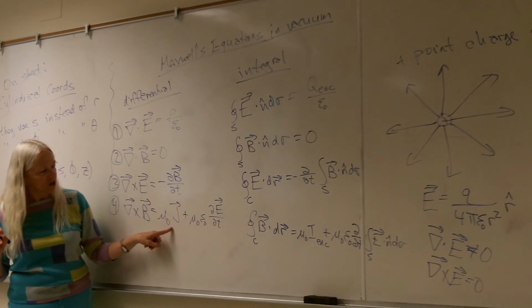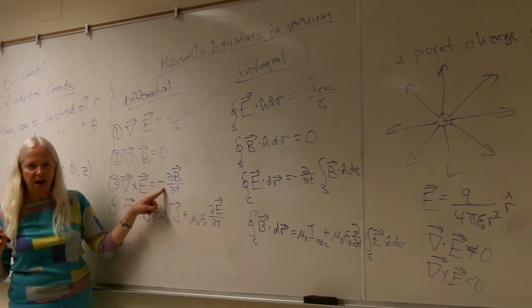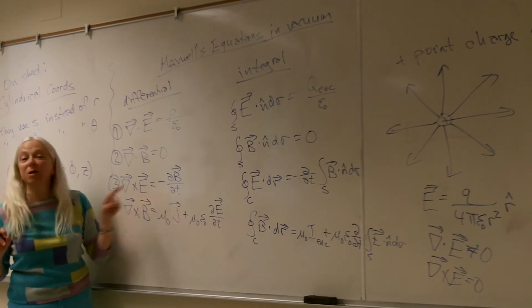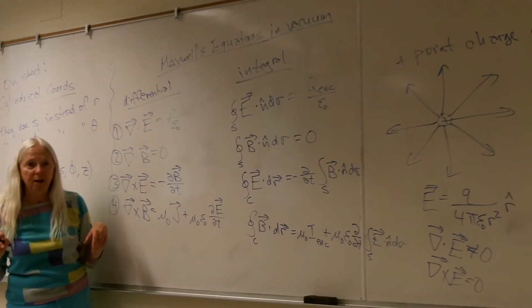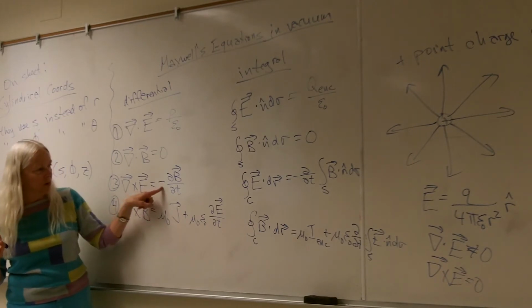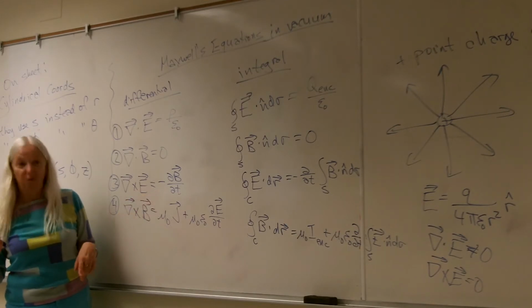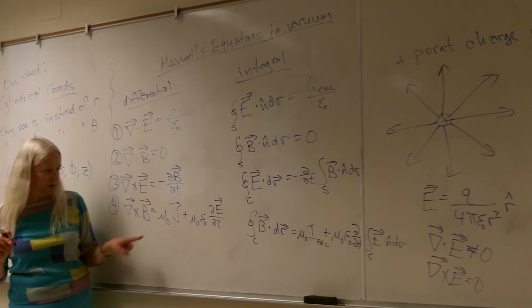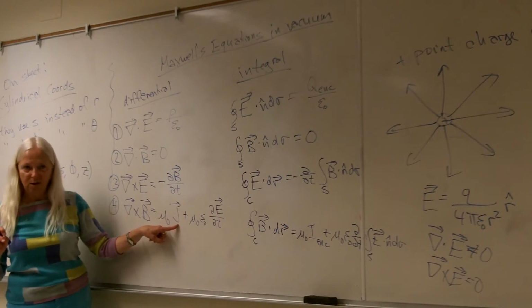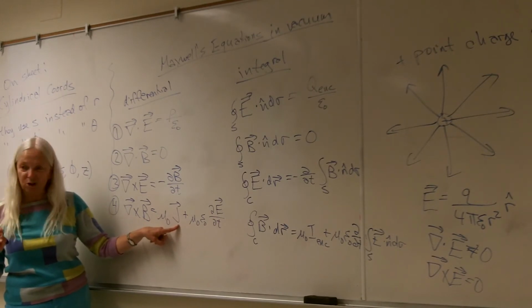But there isn't a term like this one on the right-hand side of equation 3. If there were such things as monopoles, there would be. Okay? There would be a term on the right side of equation 3 that described the flow of magnetic monopoles in the same way that this term describes the flow of the electric charges. Okay?